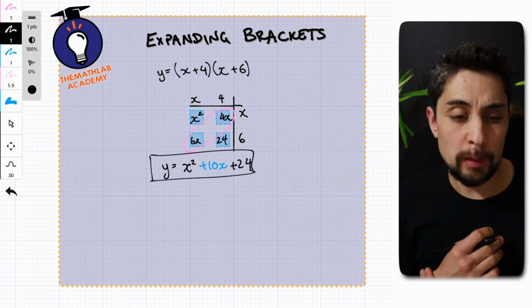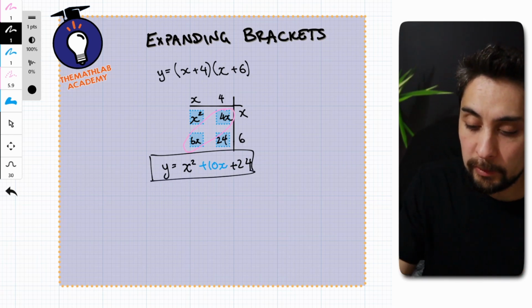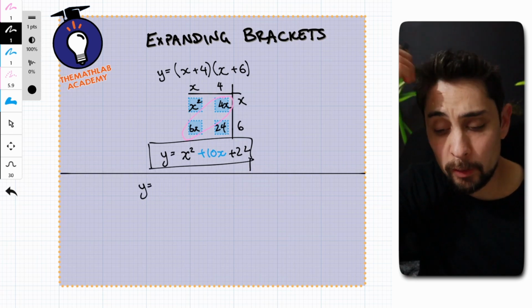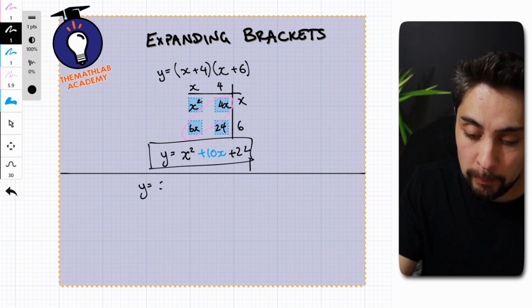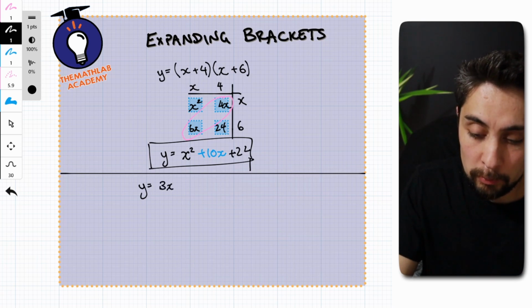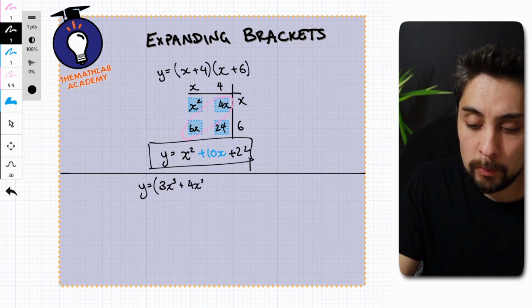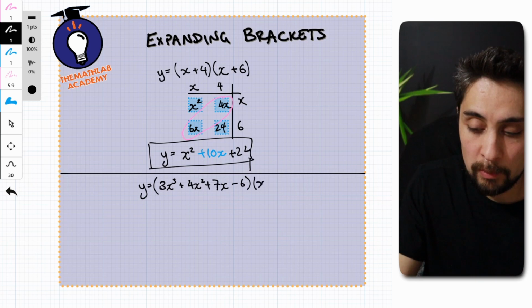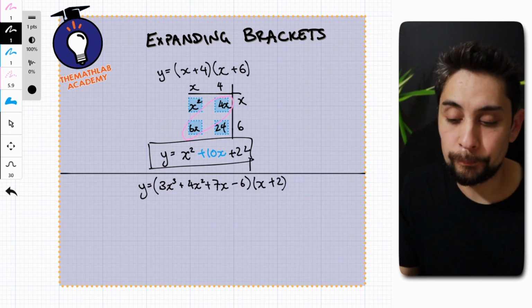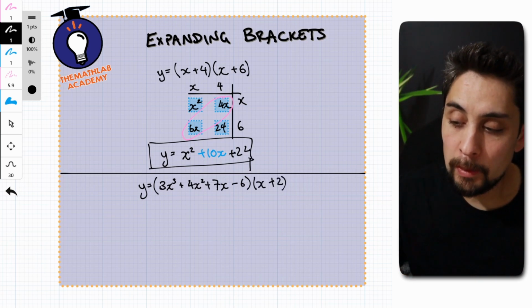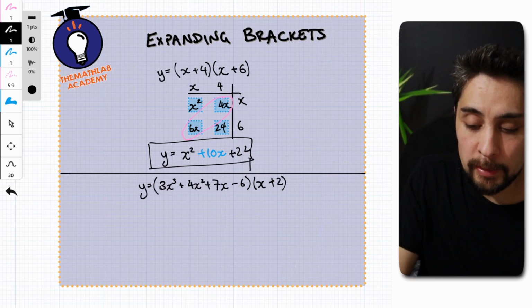Now let's take a look at a higher power just to see what happens and the differences. Let's go with, I don't know, a random one, 3x to the power of 3, add to that 4x squared, 7x minus 6, times (x plus 2). Something like that. We'll set up the grid pretty much exactly the same as last time.